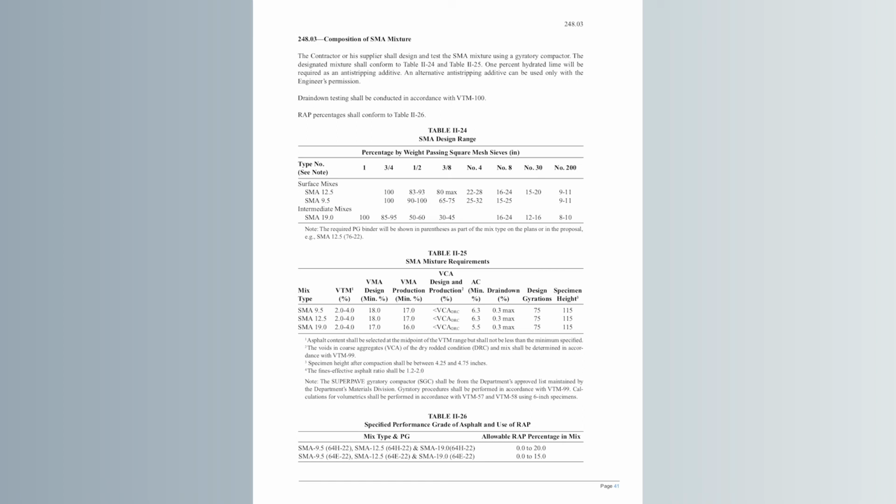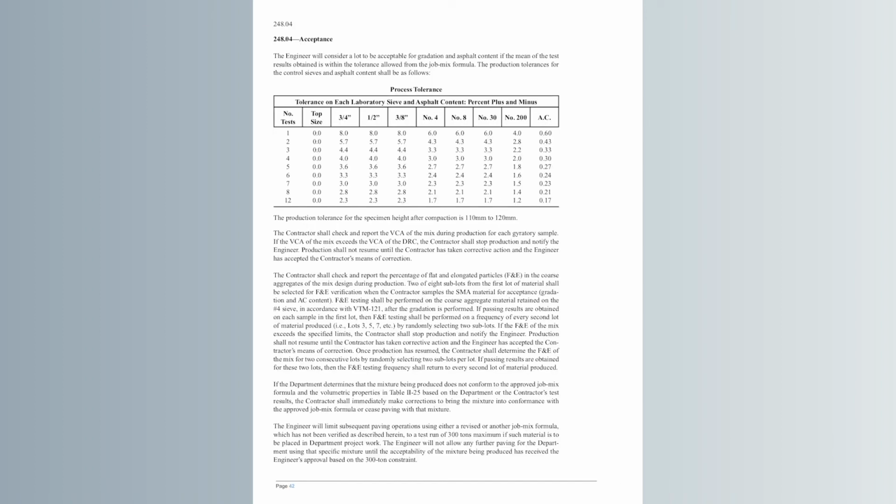For your SMAs that have a 64H-22 binder in them, you're allowed up to 20% wrap. And for your SMA mixes that have an E-binder in them, you're allowed up to 15% wrap. In section 248.04, there's your process tolerances. So those are the numbers that are added to your job mix targets to determine if your lots are within specification or not.